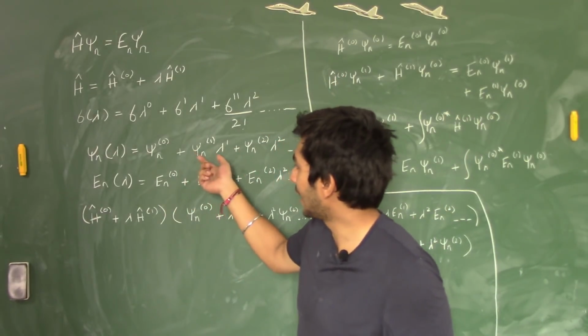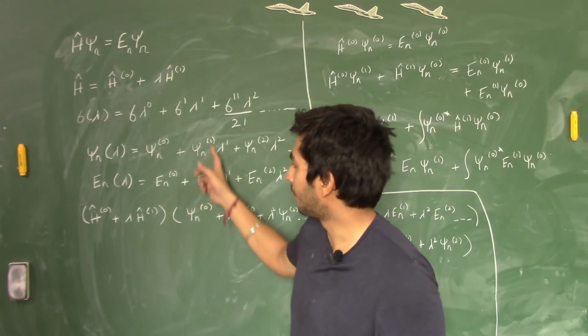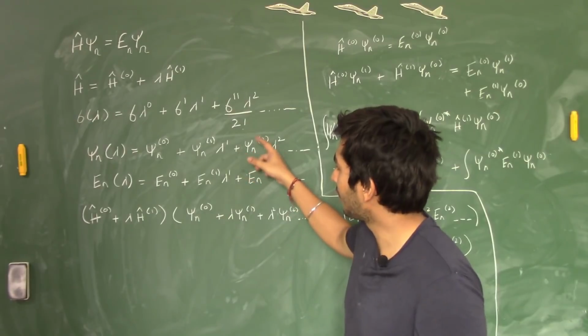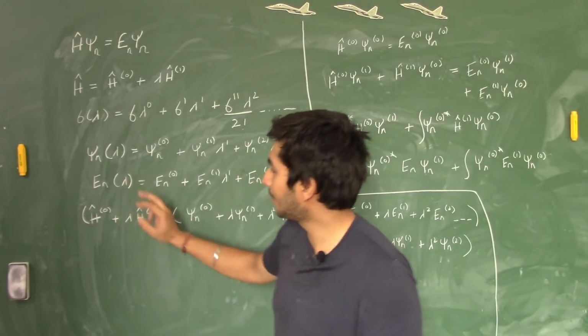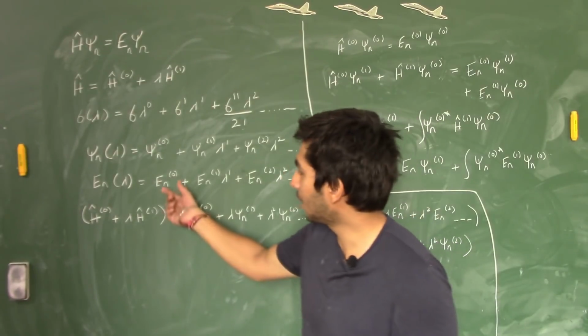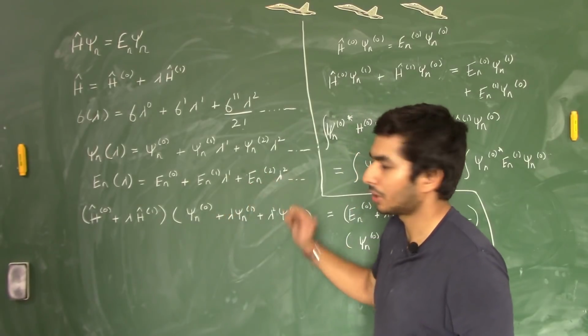Here psi n 1 basically means differentiation of this function once, then differentiation of the function twice, so psi n 2 basically means that. Similarly, energy can also be written in this form: E n 0 plus E n 1 lambda to the power 1 plus E n 2 lambda square.